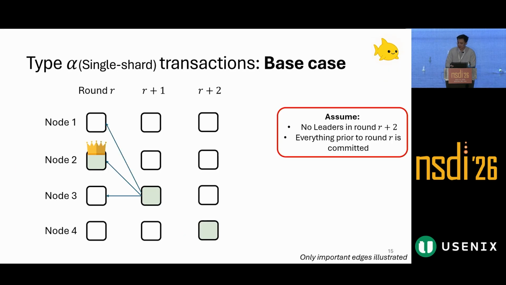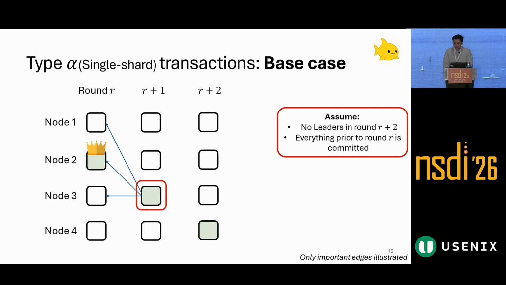So now let's outline the conditions for early finality for single shard type alpha transactions. For simplicity, let's imagine a universe with only single shard transactions. Here, the green blocks all write exclusively to the same shard. We will begin with the base case and then move on inductively. Let's assume that everything prior to round R, inclusive of the green block in round R, has already been committed. Furthermore, no leaders exist in round R+2. Let us focus on the green block from R+1, highlighted by the red square.